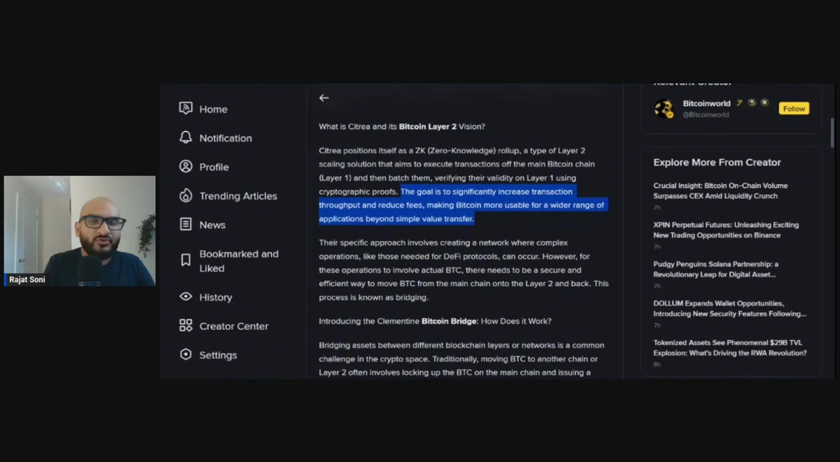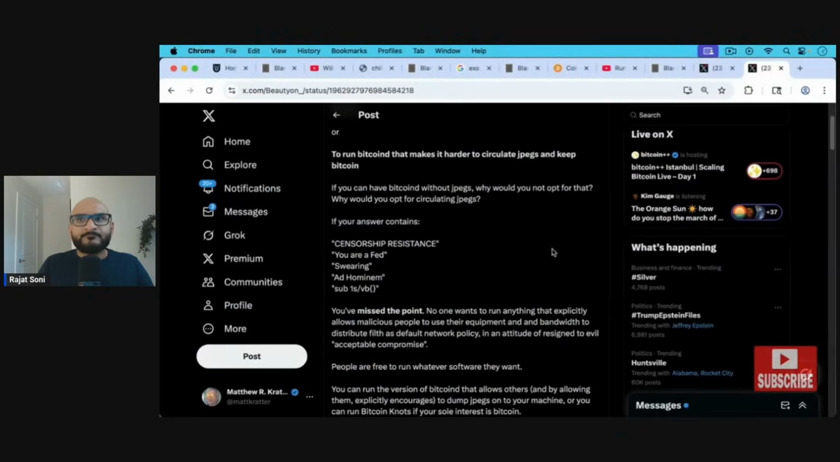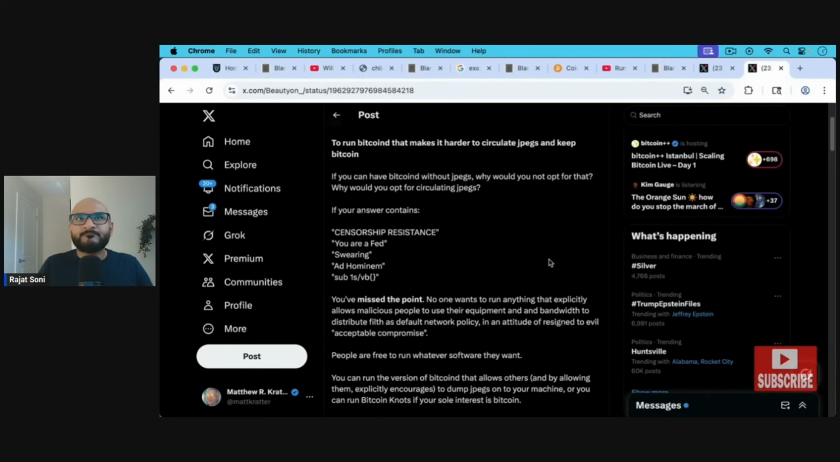How do you know that the people who are the maintainers for Bitcoin aren't being forced to do this by, let's say, the FBI or the CIA, and the CIA and FBI want them to do this because they know that it'll reduce the number of people running nodes from their houses. It'll reduce the number of copies of the Bitcoin blockchain and the records of all of the transactions on the Bitcoin network. Use their equipment and bandwidth to distribute filth as default network policy in an attitude of resigned to evil, quote unquote, acceptable compromise.